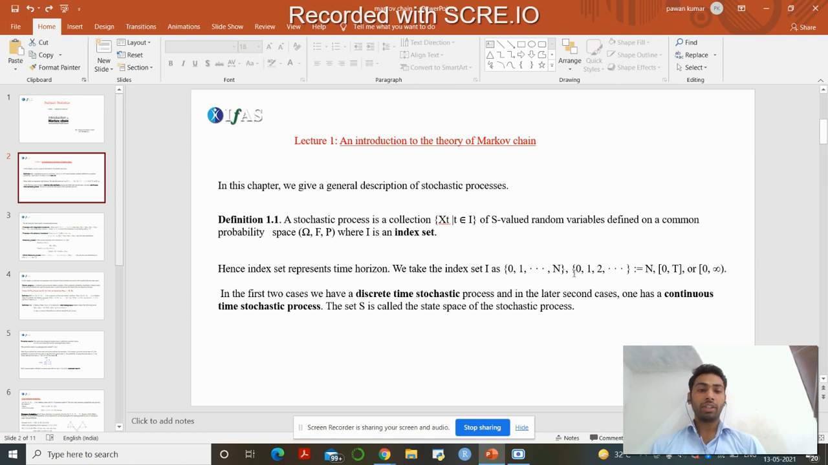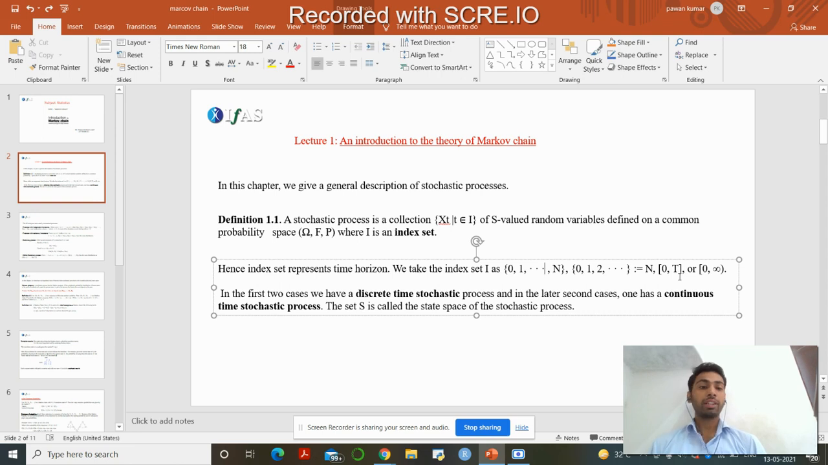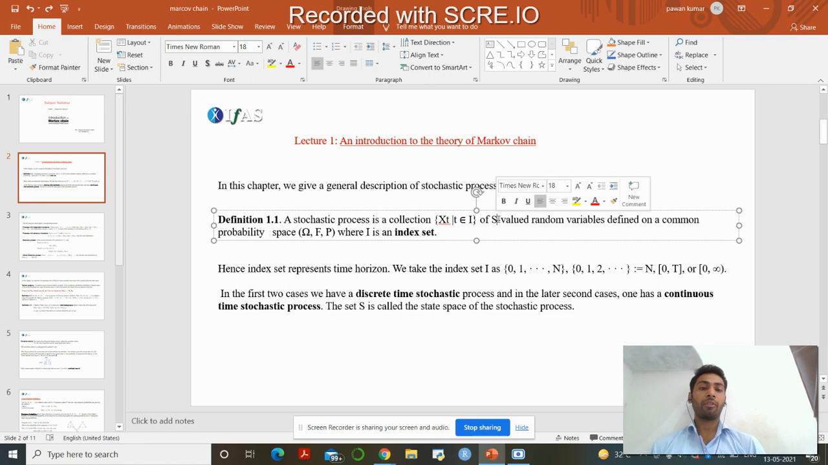In the first two cases, we have a discrete time stochastic process. In the other two cases we have continuous time, because continuous time is of interval type, so this is called a continuous time stochastic process. The set S is called the state space of the stochastic process, where we define S-valued random variables.